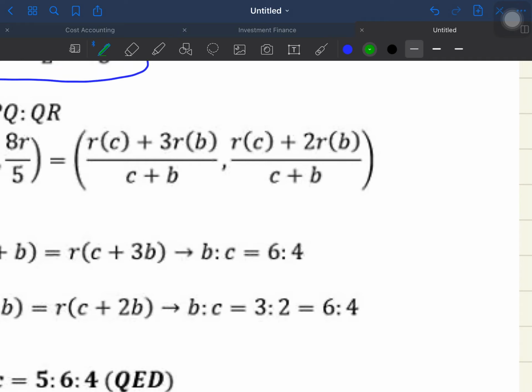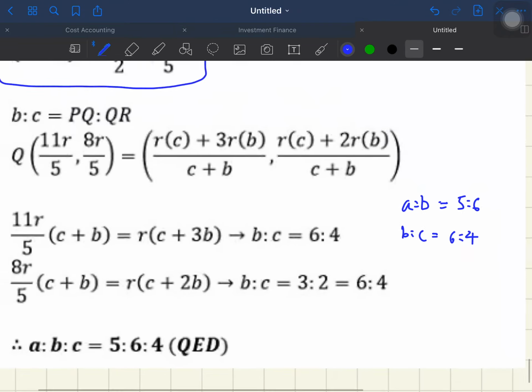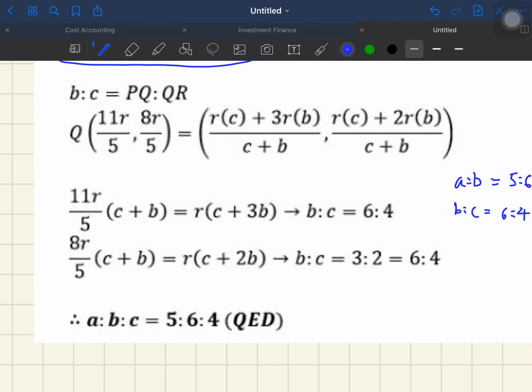And hence, by combining both ratios, recall that AB equals 5 to 6, and BC equals 6 to 4. We can combine them because the B parts are already equal, and we will have A, B, C equals 5, 6, 4, and that's all.